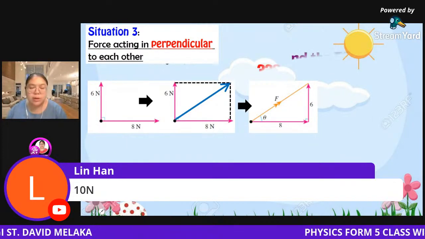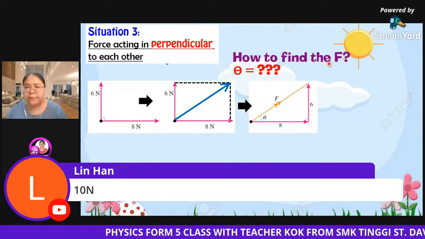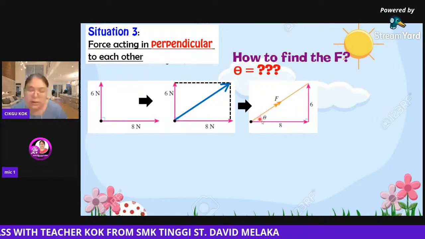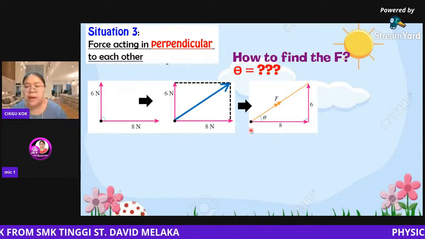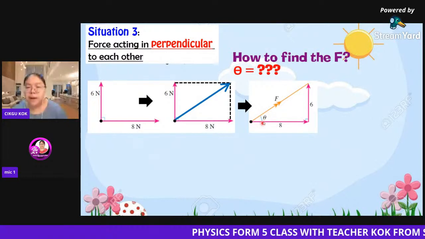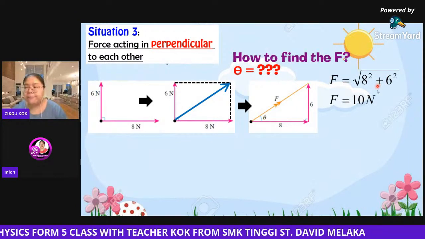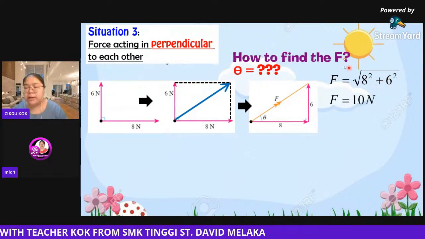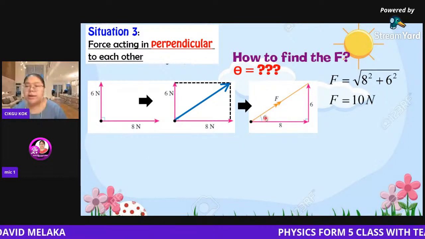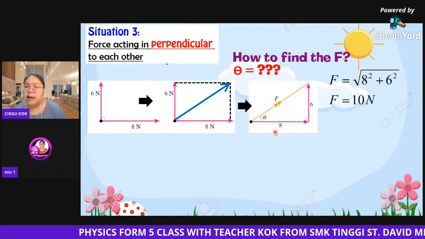How to get the 10 Newton? So we do the calculation. From here, the question asks you to find the F and also theta. Theta means this angle. Just now I told you for the resultant force, you must not just mention the number, you need to mention direction also, is it? So from here, we need to mention direction. We show the F first. This is the calculation for the F: square root of 8 squared plus 6 squared, we get 10 Newton. Now the problem is I need to show how to find theta. After you find theta, you can mention the direction for the resultant force.